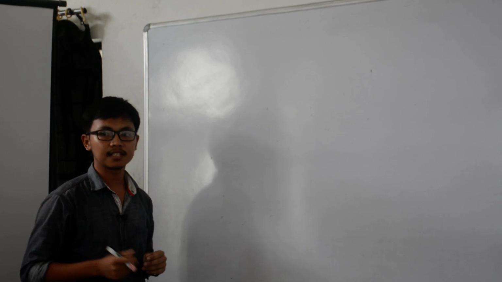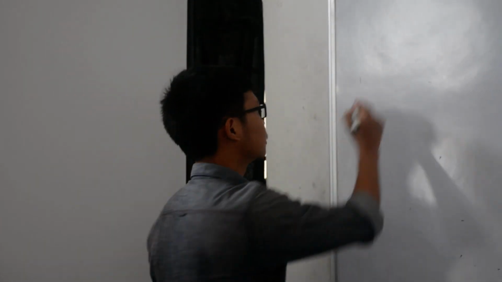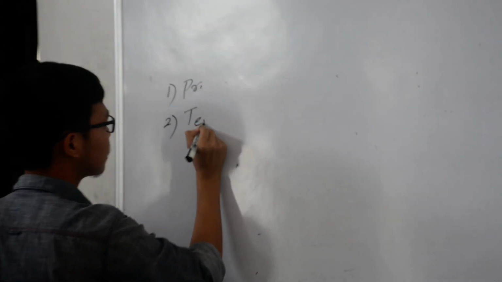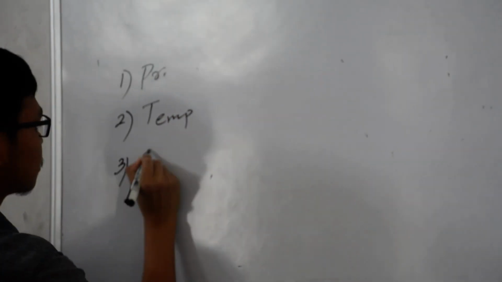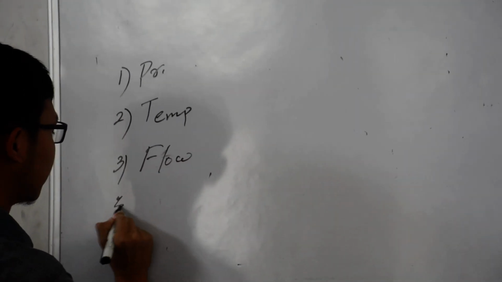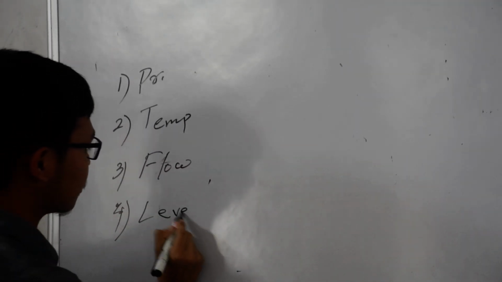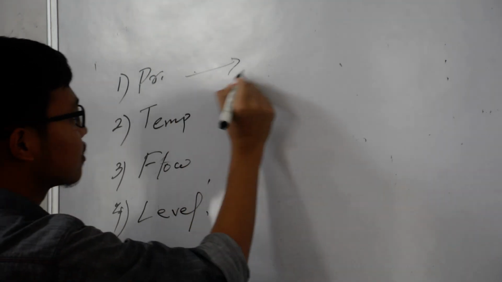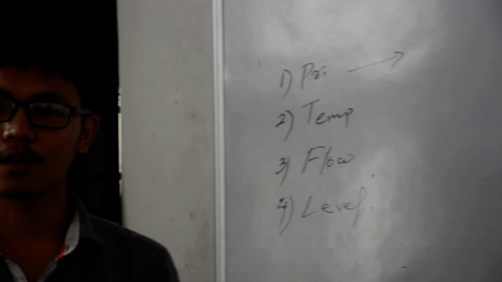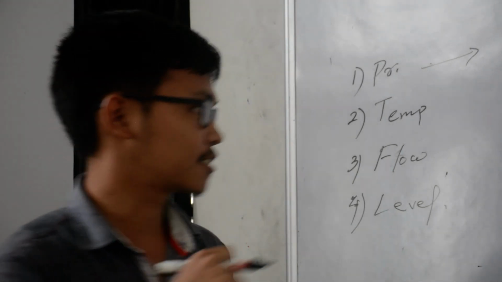First of all, in industry, we need to control and measure 4 parameters: pressure, temperature, flow, and level. So pressure is the force per unit area, but the force should be perpendicular to the surface.